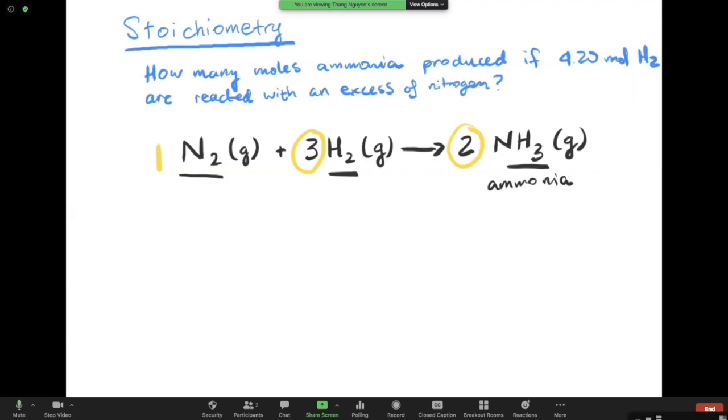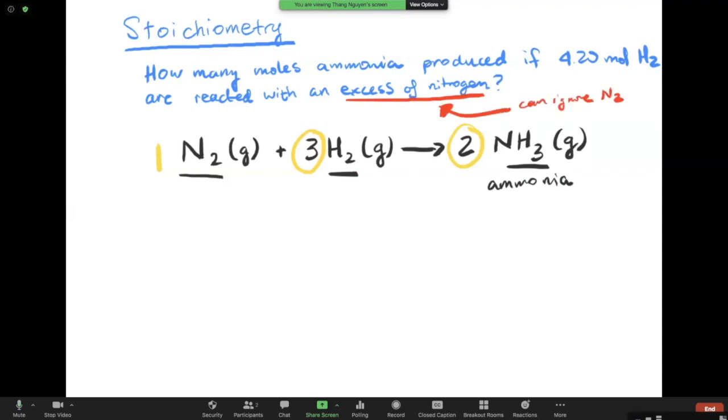So this example reads, how many moles of ammonia is produced if 4.20 moles of hydrogen gas are reacted with an excess of nitrogen? Okay, so let's dissect this question first. I want to first cue you into the words "in excess" of nitrogen gas. That is to tell you that nitrogen gas will not be considered in this question, okay? Because it is in excess. We don't care about it. I'll talk a little bit more about this in the next section when we talk about limiting reagents.